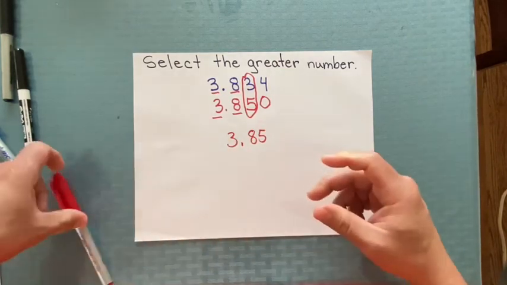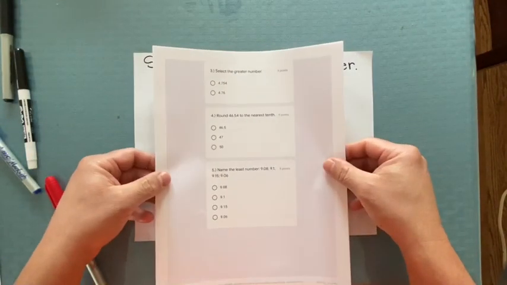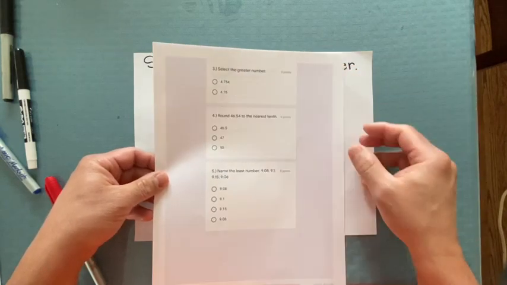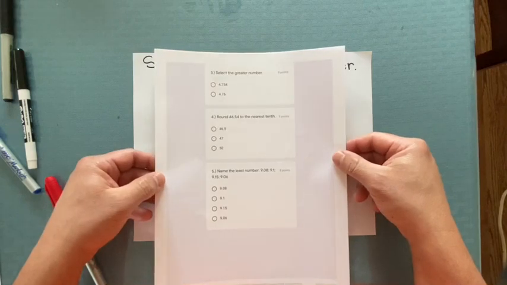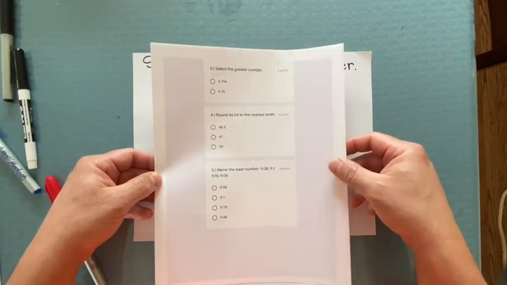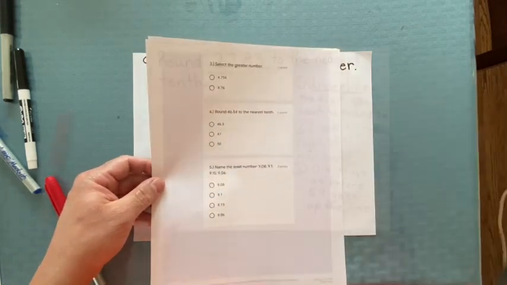So if you look at your quiz, number 3 says to select the greater number. Once again, I encourage you to write the numbers one at the top, one at the bottom, and line up your decimals, adding zeros where you need to. Press pause and press play once you've answered that question.